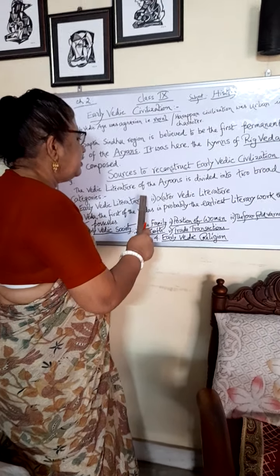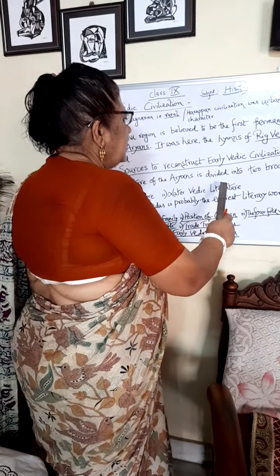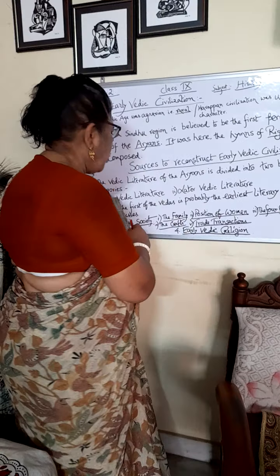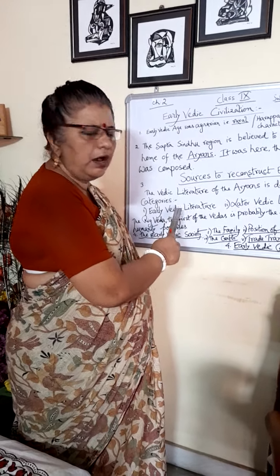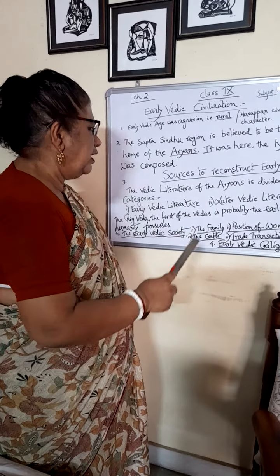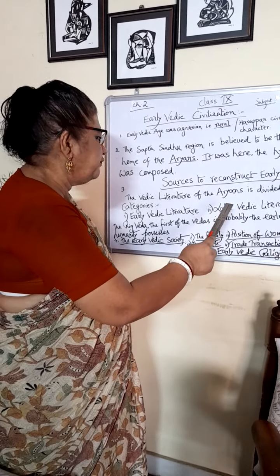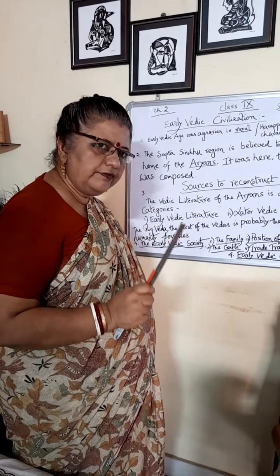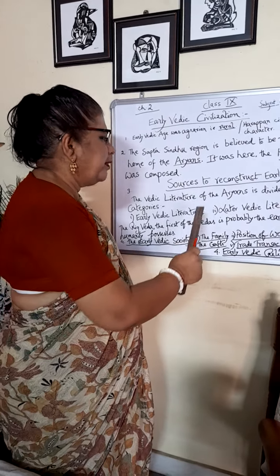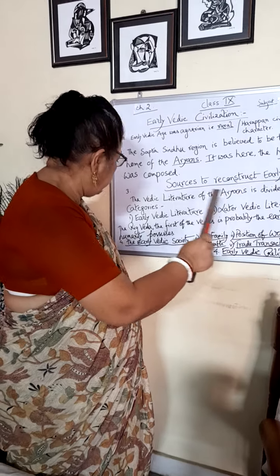The Vedic literature of the Aryans is divided into two broad categories. Number 1, early Vedic literature. Number 2, later Vedic literature.